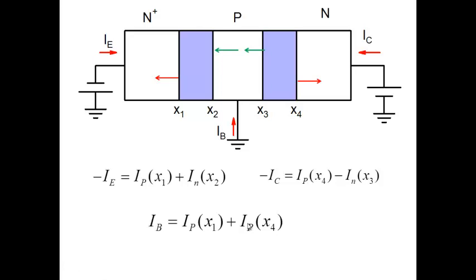Does it violate anything? It implicitly assumes something, right? Because the sum of IE plus IB plus IC should be... Kirchhoff's current law should hold, right? All the currents going in. So IE plus IB plus IC should be equal to 0. So if I put IE plus IC plus IB, what do I get? I will not get 0. I will get INX2 minus INX3, right?